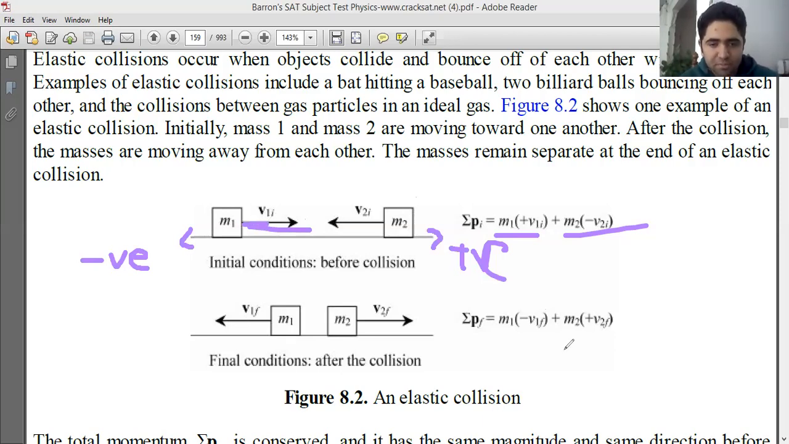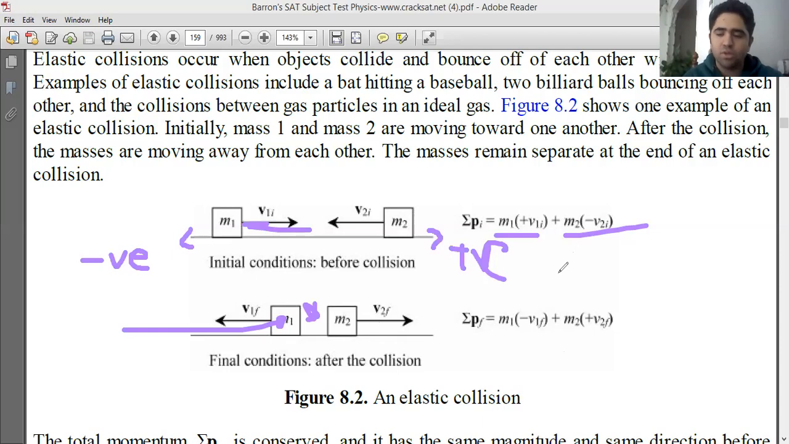So here, after they hit each other, they had this cool hello brother meeting, and they left. We have m1 multiplied by negative, because this object is moving in the negative direction now. So it's going to be negative v1f, and everything here is going to be f because you already collided. So it's going to be plus m2 v2f. So everything that was negative became positive.